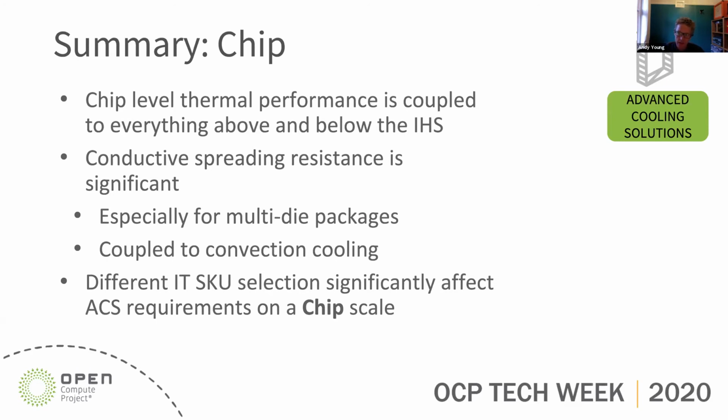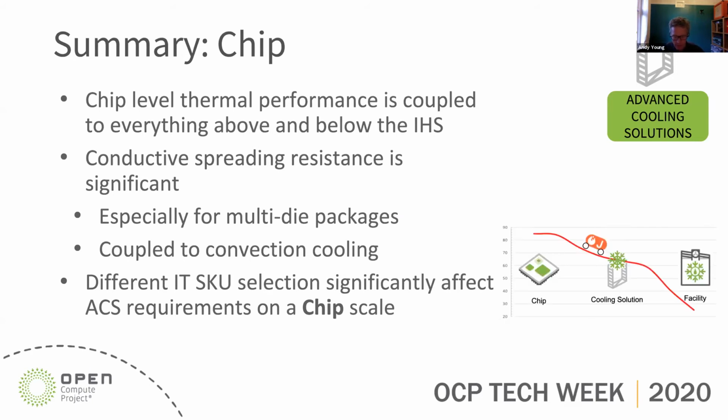So in summary, for the chip at least, we find a lot of complexity, particularly with the heat spreading resistances, which are key for multiple heat sources for modern SKUs. It's coupled to convection, which is surprising, but a real effect. And therefore, a change to the SKU is going to significantly affect the cooling solution requirements, even at the chip scale. So there's a big message there that we need to take on board.